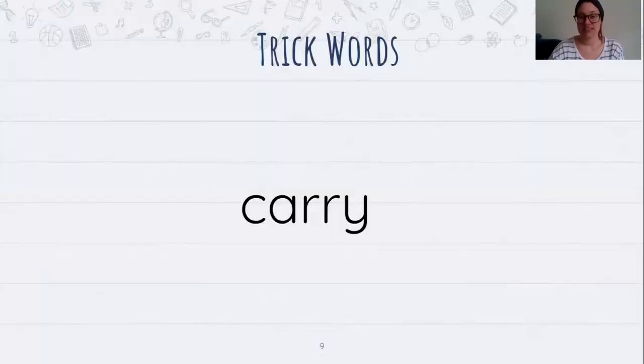This word is carry. Like I carry the groceries inside. Again, if you want to pause this, grab paper and a pencil. You can practice writing the word, or you can skywrite with me, or write the word tracing it on your table. Ready? C-A-R-R-Y. Carry.